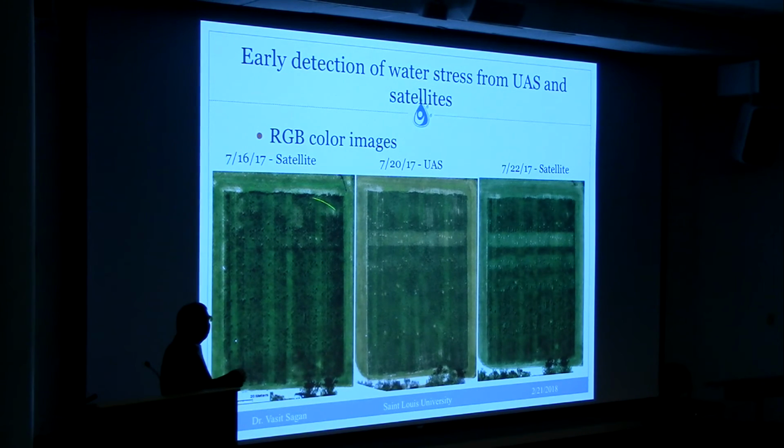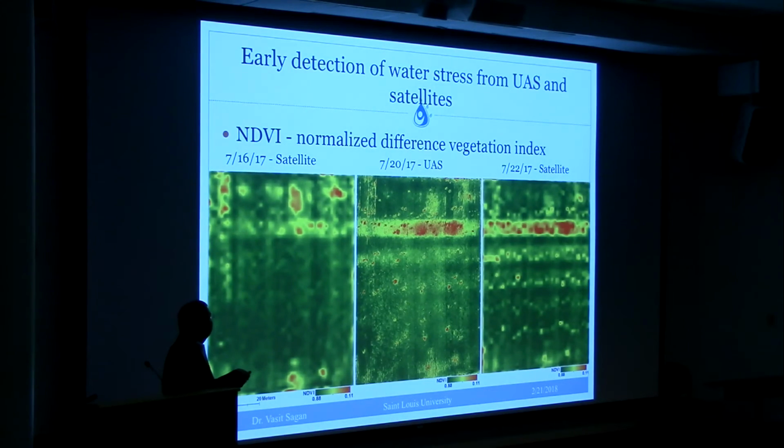What you see here is no stress on July 16 in the satellite data, and then in the UAS data we start to see stress. This is 0.3, very shallow root depth, that panel. And then on July 22, stress developed to our other panels. This is straight RGB imagery, right? Without any processing. And then this is NDVI, and how stress developed over time on those areas. And this is the panel most stressed.